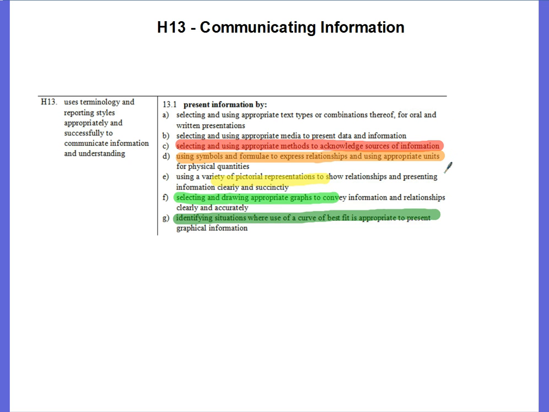Using symbols and formulae to express relationships. That means can you use your mole equations and other equations in chemistry. Using picture representations, that's mainly being able to draw appropriate structural formulae, particularly of organic compounds or carbon-based compounds. Drawing appropriate graphs, things like can you draw a calibration curve, and identifying situations where curves of best fit are appropriate. Now for AAS diagrams, most of the time you're going to get a straight line. There should be a perfectly straight line.